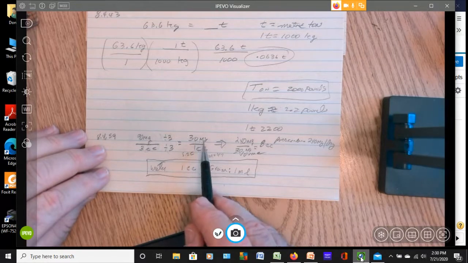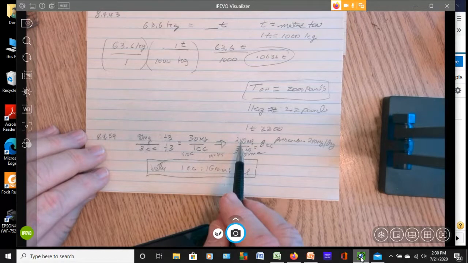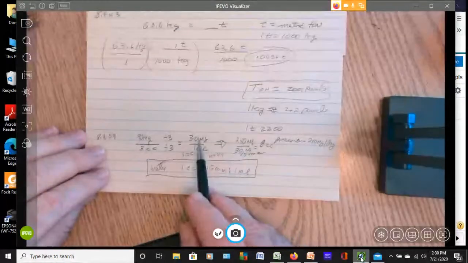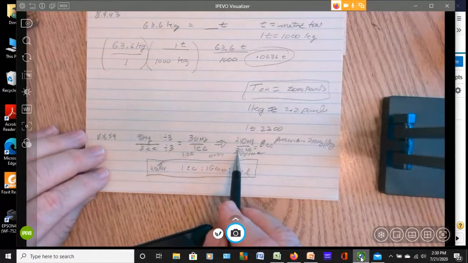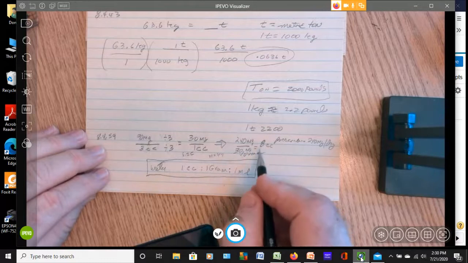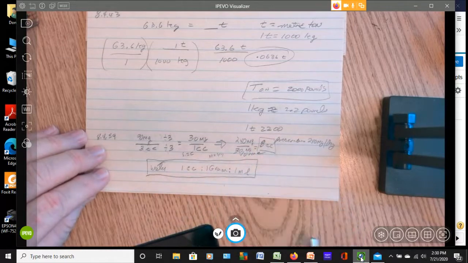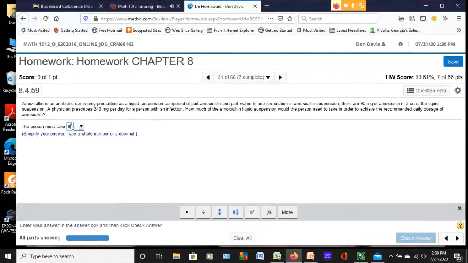And then the question was, well, how much of this medicine do I need? Well, you need 240 milligrams of medicine. And how much in 1 cubic centimeter? 30. So you say 240 divided by 30, and you get 8 cubic centimeters. So the answer is 8 cc's. Now let's just put that in Math Excel and see if it liked it. And so we're going to have 8 cc's here.